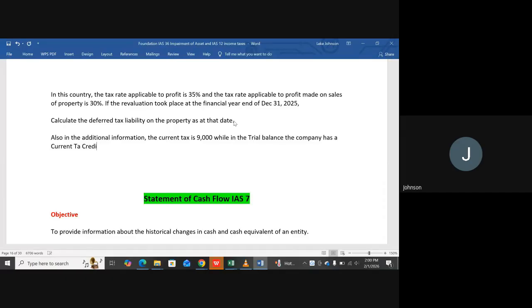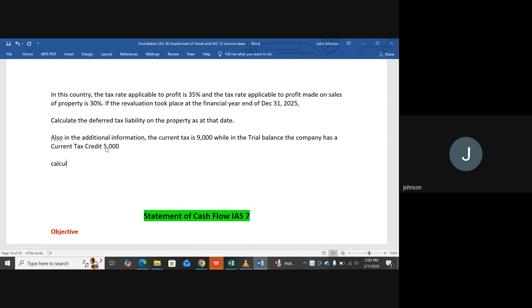Okay, so that's that. As a current tax credit of, is it a current tax credit of, let's say, 5,000. Calculate the tax expense to be shown in 2025 in the profit and loss account, shown in the profit and loss account for the year. Full stop.